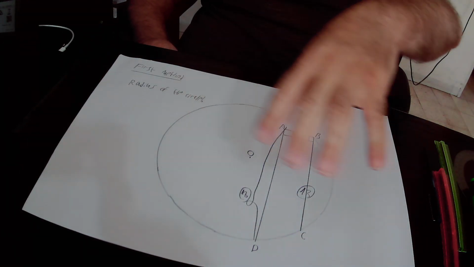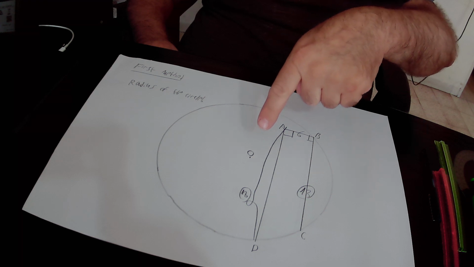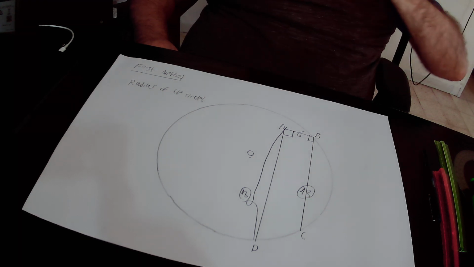And now in this lecture we will find out the radius of a circle using two different methods. In the domain we have a circle. We know that the center of the circle is at this point O.